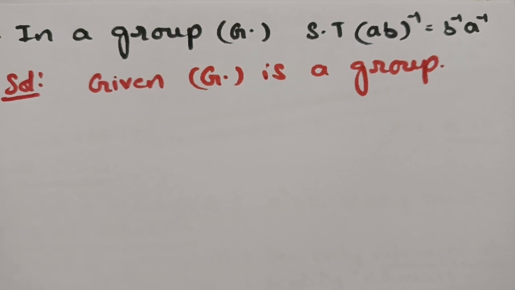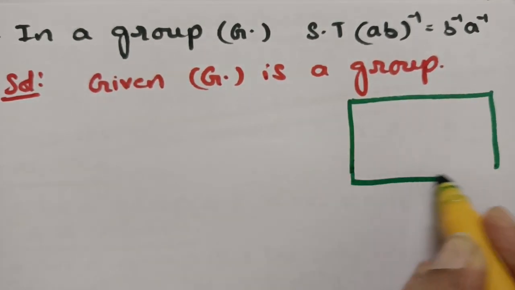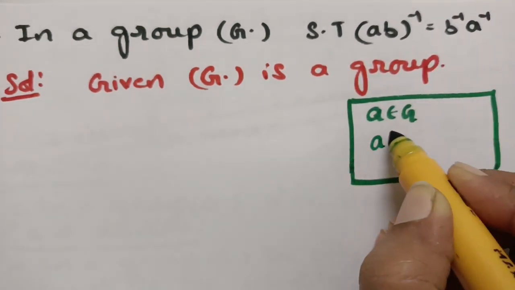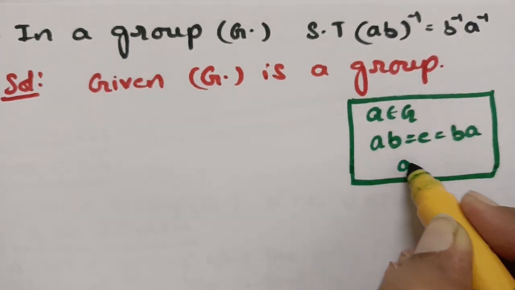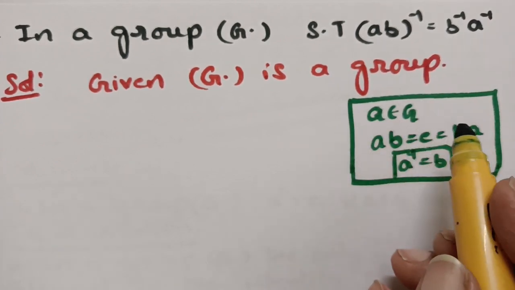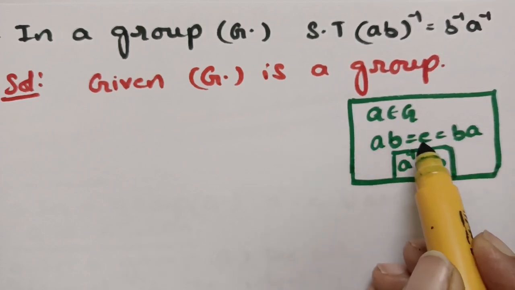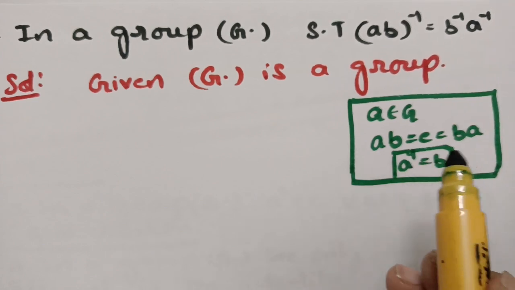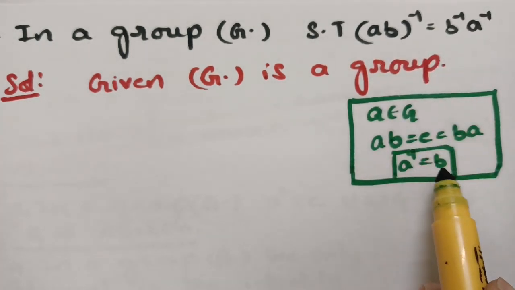Now I am taking the inverse property. See here. So what is the inverse property? Inverse property is nothing but if A belongs to G, then A into B is equal to E is equal to B into A. Then we say that A inverse value is equal to B. See here. If A belongs to G, and according to the inverse property, if AB is equal to E is equal to BA, then we show that A inverse is equal to B. And I am going to apply it here. So here A inverse is equal to B.